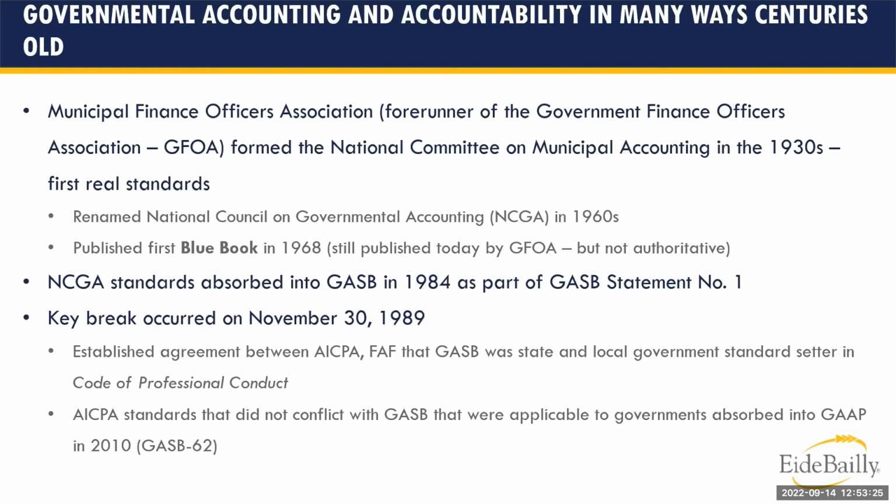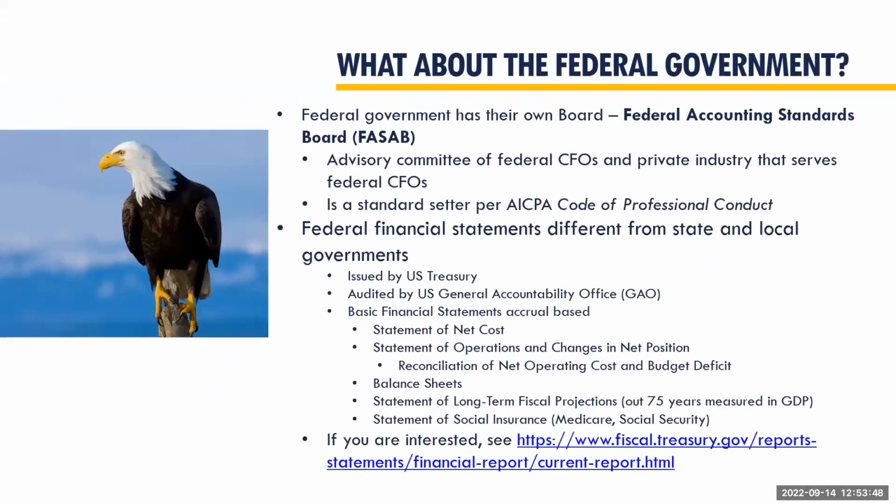All the existing standards by the AICPA and the FASB that were applicable to governments were frozen as of November 30th, 1989, meaning everything before then is codified within GASB standards. After that, FASB standards don't exist for GASB. And so that 1989 date is a real inflection point. Now, you may ask, well, that's for state and local governments. Does the federal government use GASB standards? No, they have their own board comprised of federal agencies, CFOs, and non-federal practitioners, and they're called the Federal Accounting Standards Board, or FASAB. It is also a standard setter.